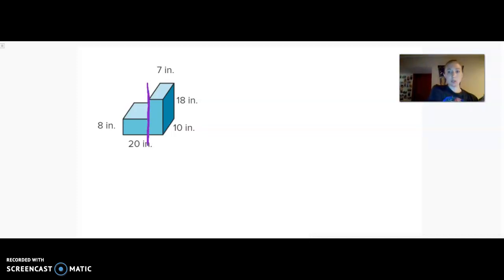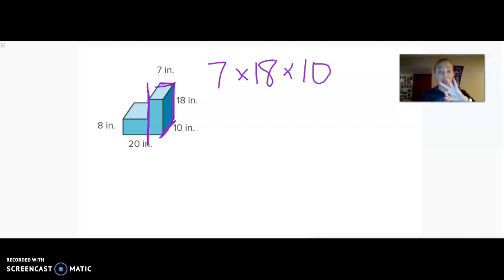So, we have this one, and we have this part. Let's look at the right one first, because it's a little more straightforward. I know this dimension is 7. This one is 18. The height is 18, and the width is 10. So I have all three dimensions that I can multiply together. 7 times 18 times 10.